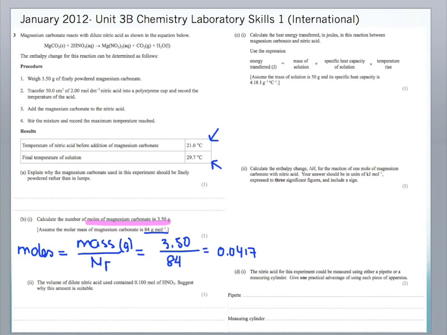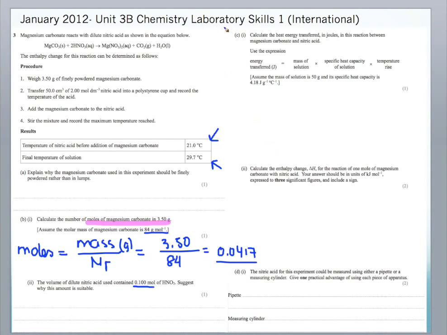B2: the volume of dilute nitric acid used contained 0.100 moles. Suggest why this amount is suitable. Basically, they're saying that the nitric acid that was used was in excess, and when we add something in excess it's usually to make sure that, in this case, all of the magnesium carbonate has reacted.